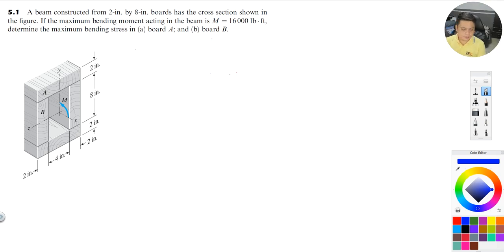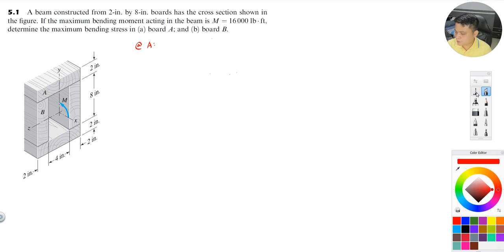Okay, so this is actually the problem on your problem set. A steel beam constructed from 2-inch by 8-inch boards has the cross-section shown in the figure. If the maximum bending moment acting on the beam is 16,000 pound-feet, determine the stress for the maximum board at A.